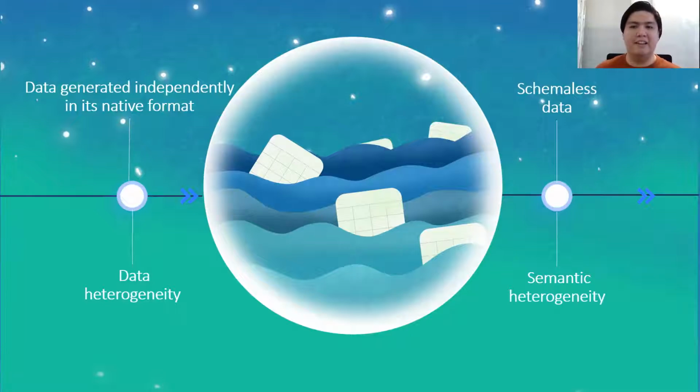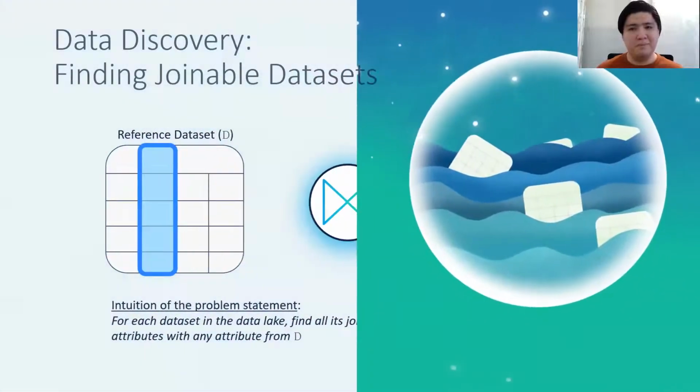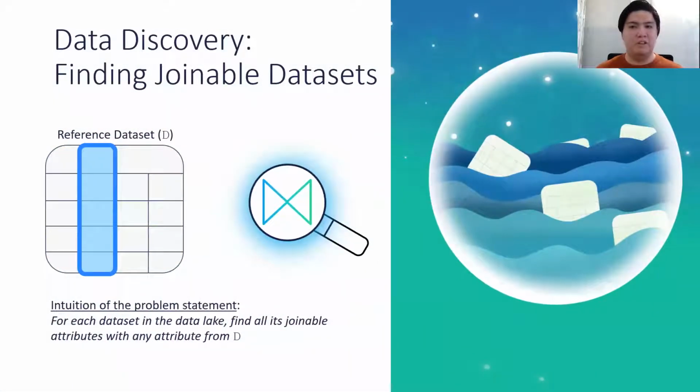The problem is that data lakes contain data generated independently from different sources. So we have data heterogeneity with really different semantics, and with no schema provided. So we don't know exactly what the data lake contains. As a result, we have a data discovery problem to find joinable datasets.